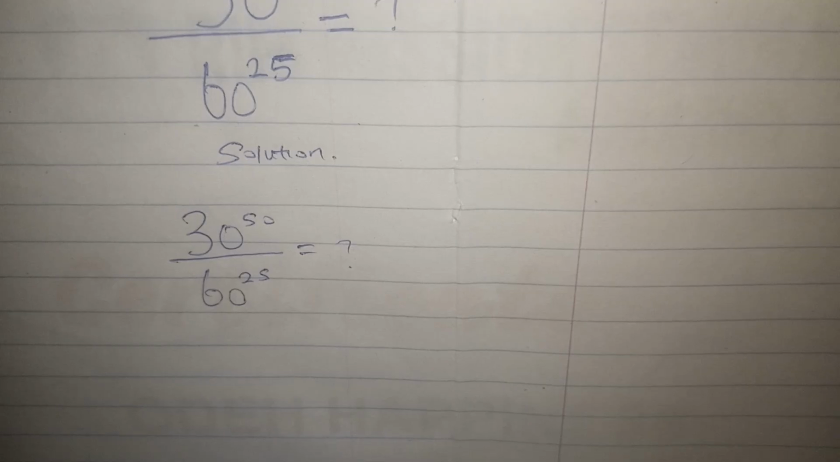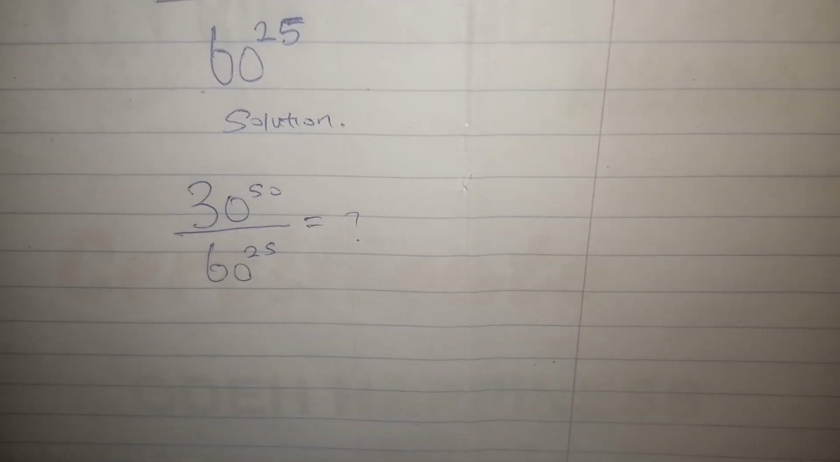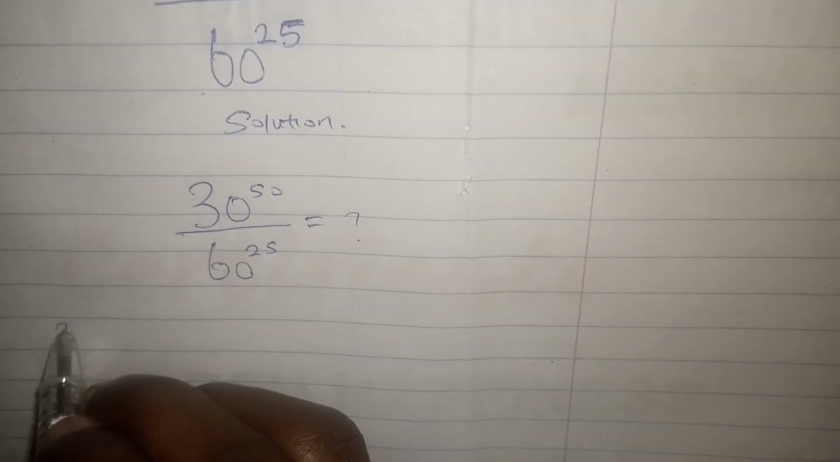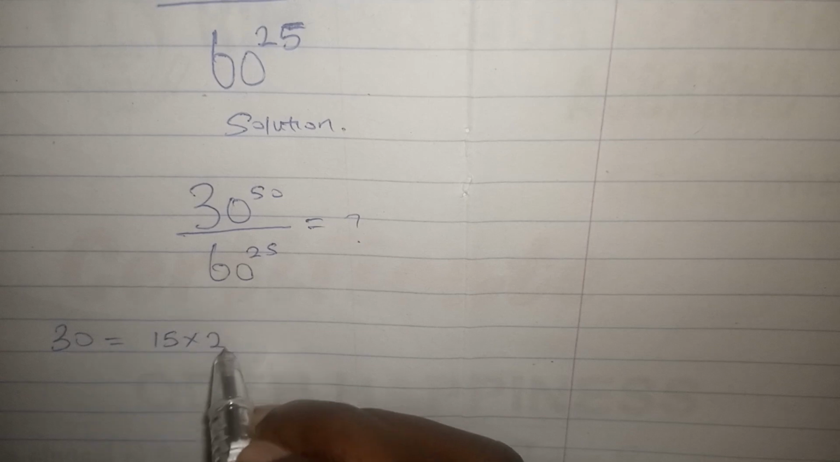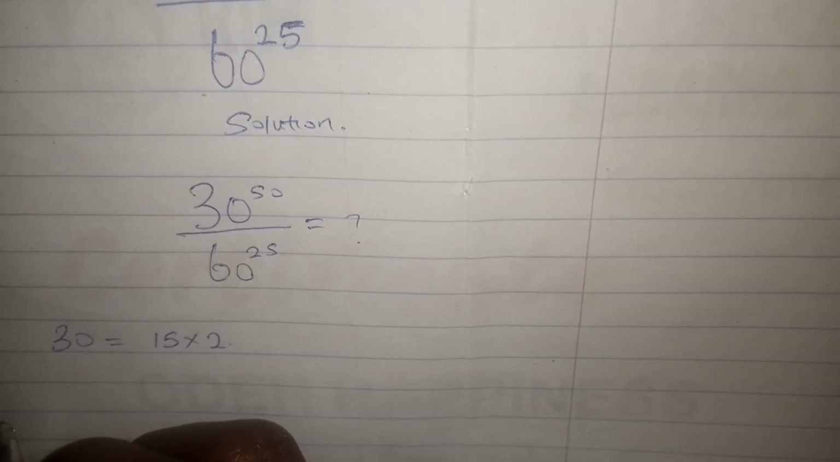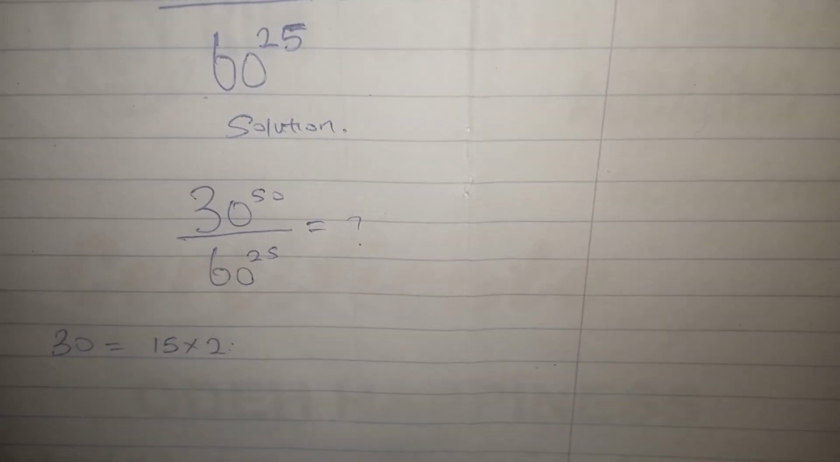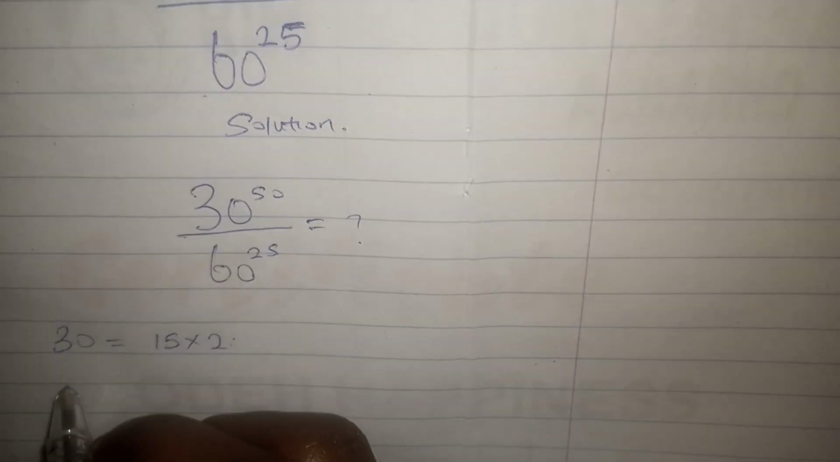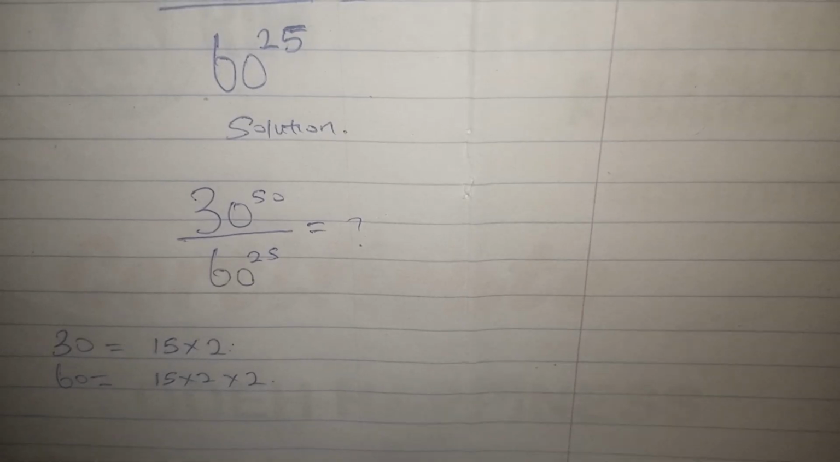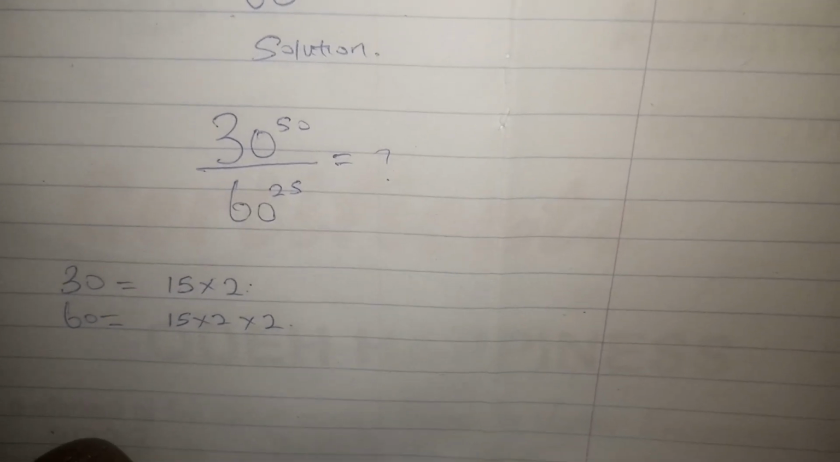So first of all, we simplify 30. So what is 30? 30 is equal to 15 times 2, which is 30. From here, I will know 60 to be equal to 15 times 2 times 2. So this is what we are now having.